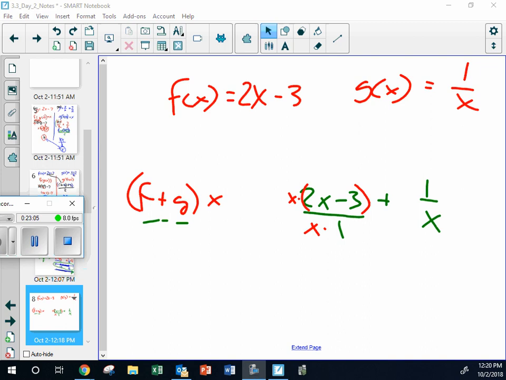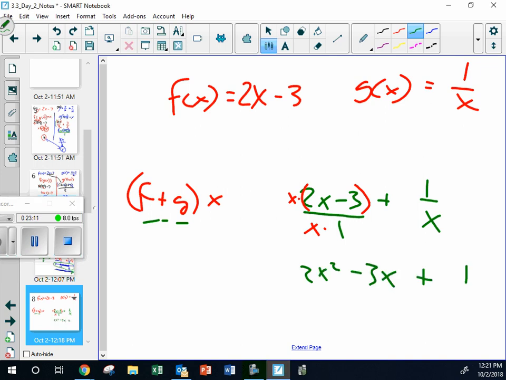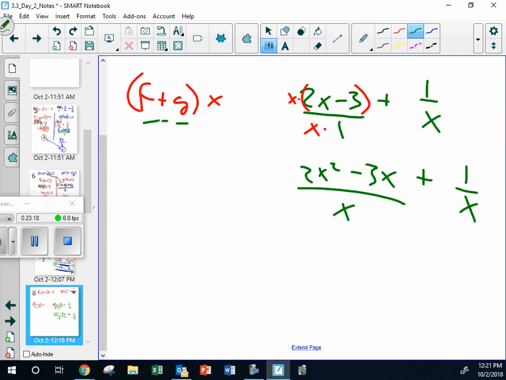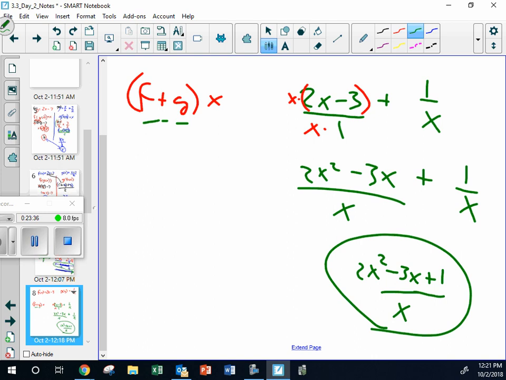Okay, enough about that. Then this becomes 2x squared minus 3x plus 1 over x. And now they have a common denominator, so I can actually put them together. So that means the denominator will be an x. Don't forget that when you're adding, you just keep the denominator the same. You don't actually add x plus x. On the top, we add 2x squared minus 3x, and we just have to add 1. It's as simple as you would think. Just put plus 1. There we go. There's your new function. That's adding 2 functions.